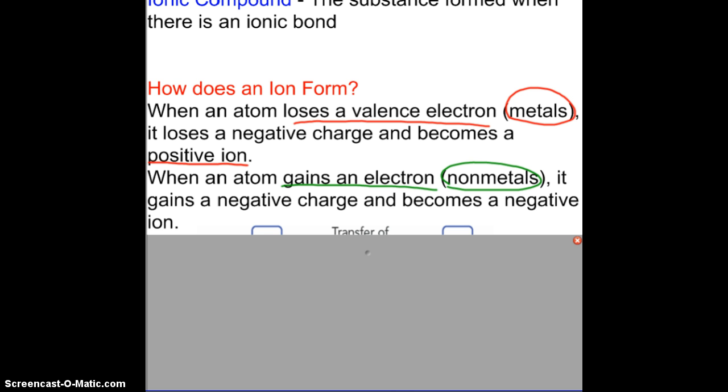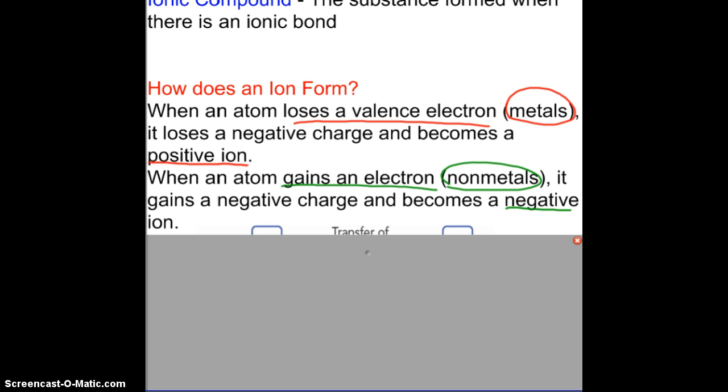If you gain electrons, you'll become more negative in your nature, or a negative ion. Ionic bonds are kind of like magnets. I'll show you this example right now.